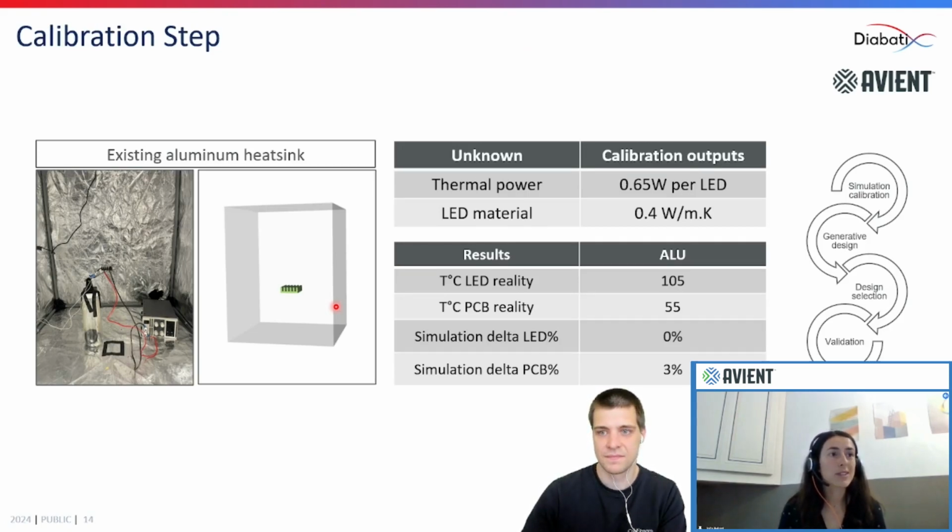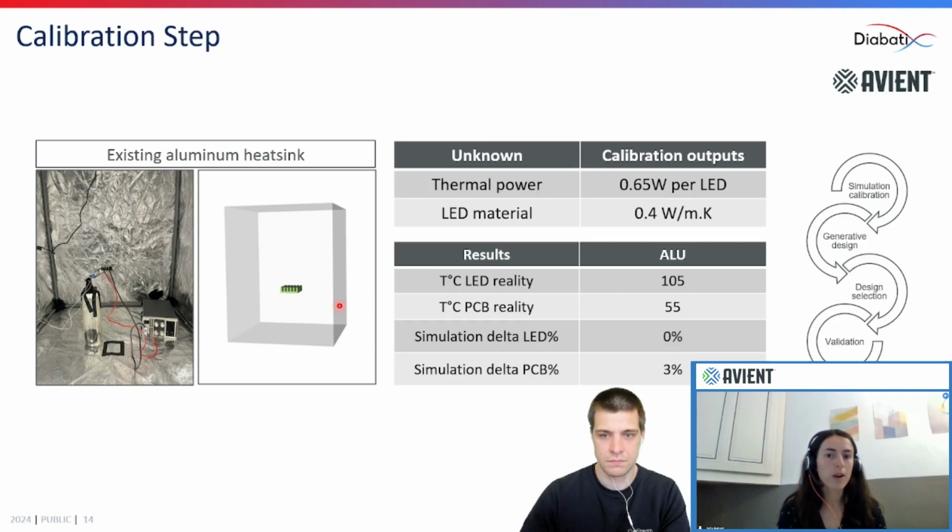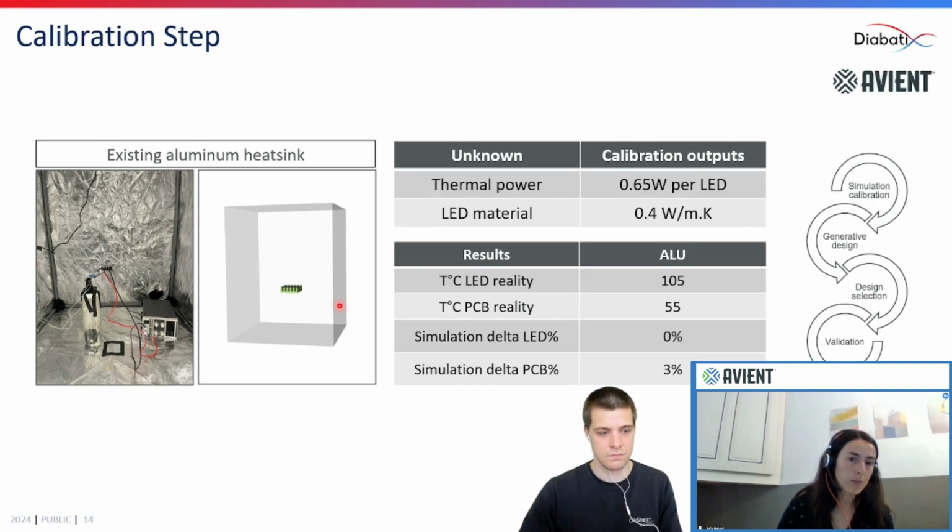first, what we did is to calibrate our numerical model. For that, we did some physical measurements. In fact, we already had the material properties of our heatsink and PCB. We had the electrical power of our LEDs, but we were missing some important inputs: the thermal power and the LED material. So we did a physical measurement, as you can see on the left picture, with the aluminum heatsink and the PCB. And it gave us the temperatures reached on one of the LEDs.